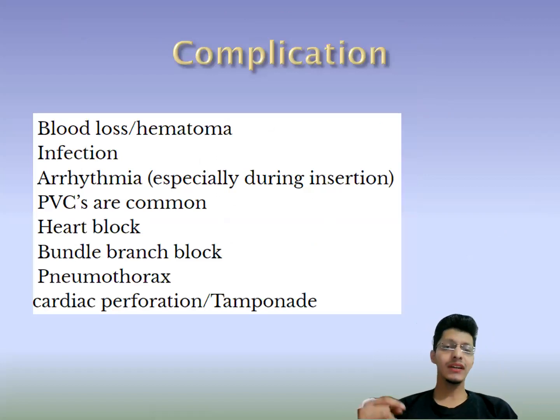So what are the complications? There can be pneumothorax, cardiac tamponade, and infections. There can be blood loss. There can be arrhythmias, premature ventricular contractions, and even bundle branch blocks. What are the contraindications? The patient cannot go for an MRI. He cannot go to places with very big magnets. But nowadays there are MRI-safe pacemakers being established, and they are very successful.